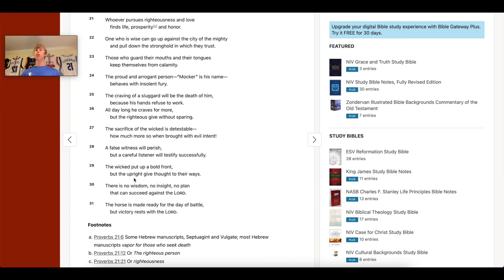Fire Statue 21 versus 29. The wicked put up a bold front, but the upright give thought to their ways. Make sure you guys think about what you guys do. You guys can make that decision once, and you have the consequences after that. I mean, I know, sometimes people make decisions like, should I drink water? Sometimes you'll have bigger decisions. Don't do it. You know what I'm talking about.